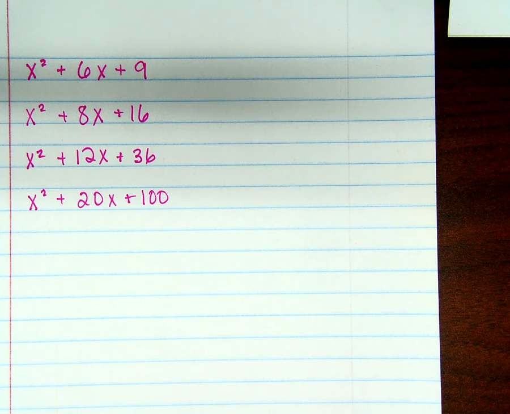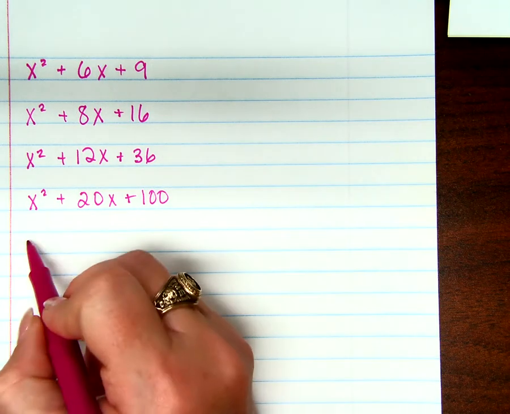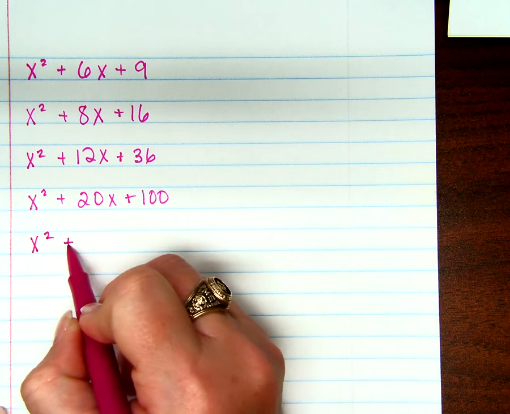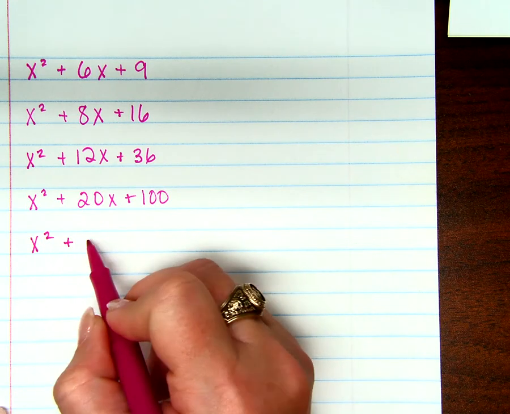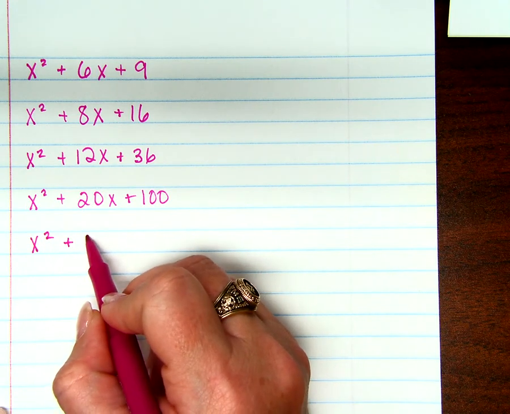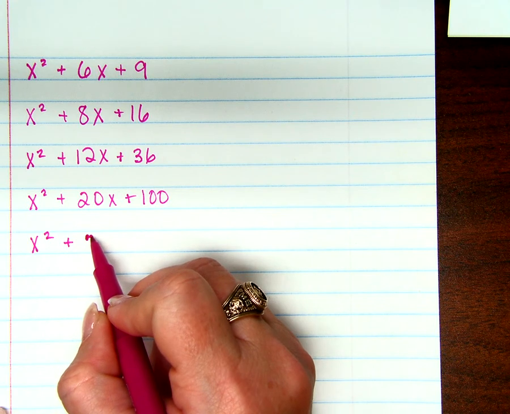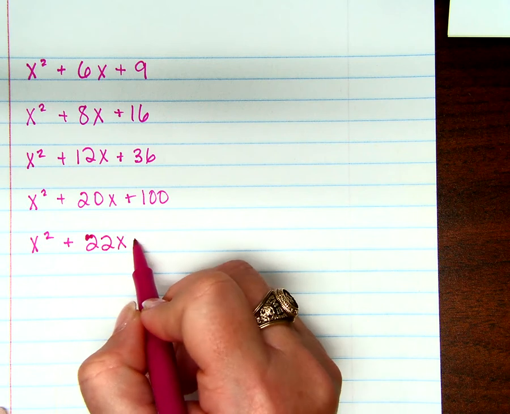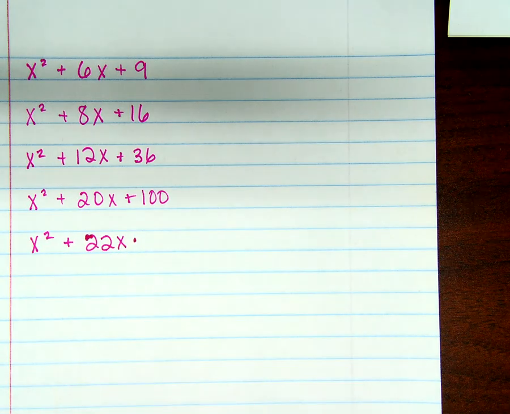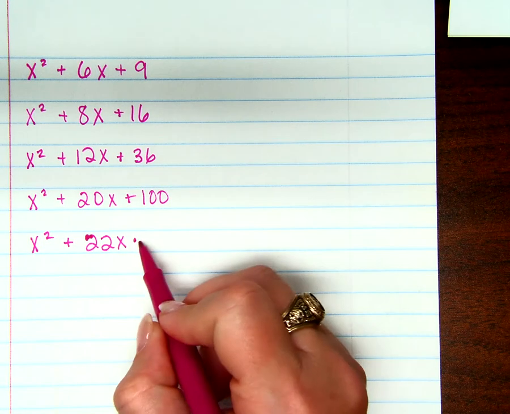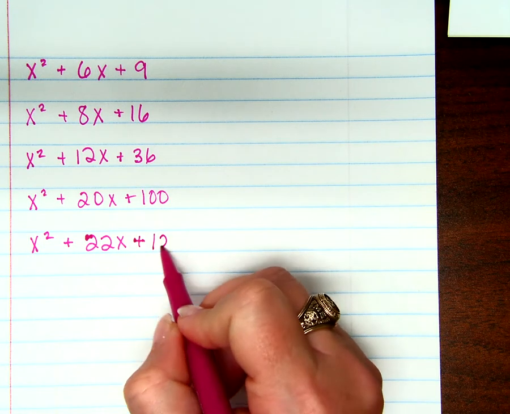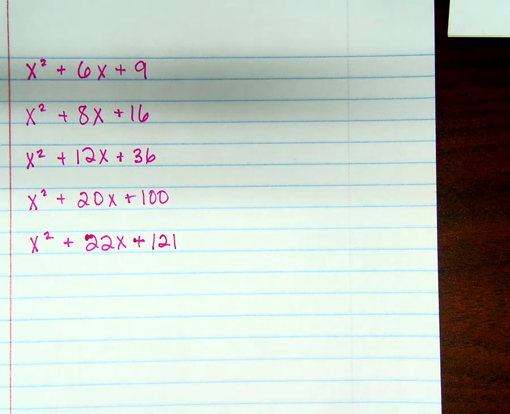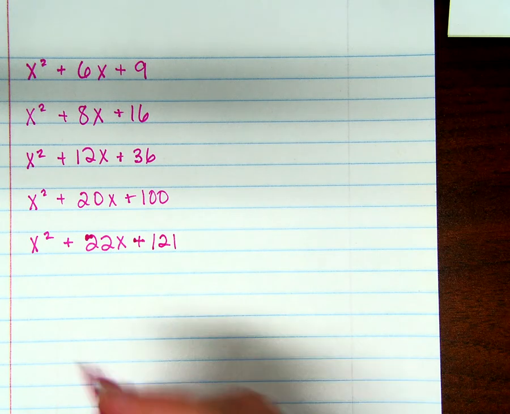Can I try to trick you? Okay? What about x squared? Well, I can't trick you because I already messed up. So let's just do x squared plus 22x. That seems difficult, right? So dividing it by 2 gives me an 11 squared is 121. Now let me see if I can trick you. Ready?